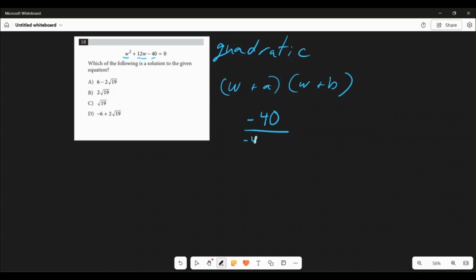Well, we could have minus 4 times 10. That wouldn't really work because minus 4 plus 10 would be equal to 6, right? So that doesn't work. Let's try another one. Maybe minus 2 times 20. No, that doesn't work either. What about minus 5 times 8? Still doesn't work, right? So we are in the unique scenario where we don't have any factors of 40 or negative 40 that add up to 12.